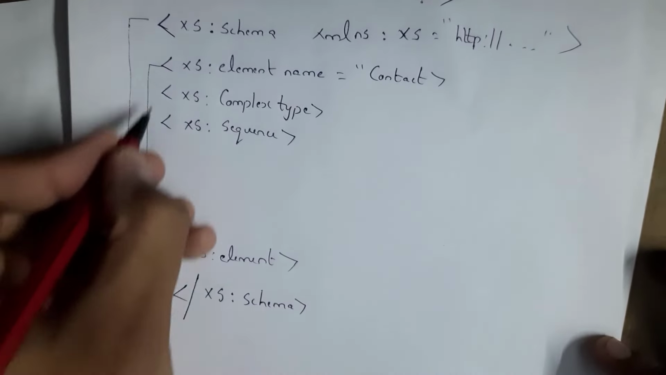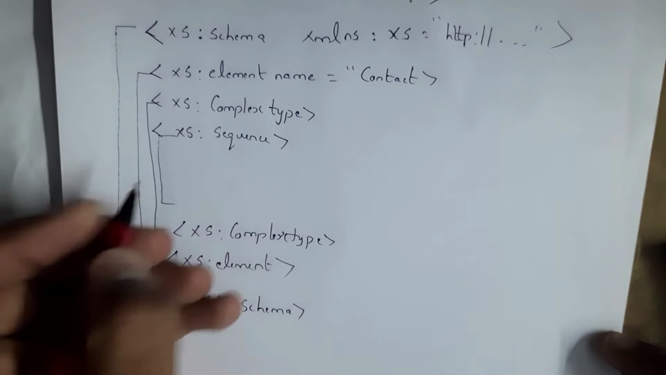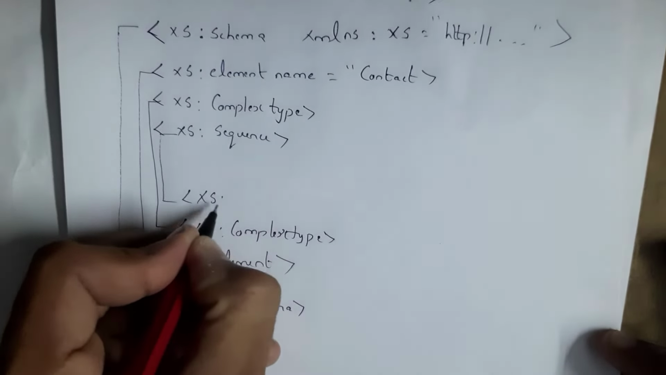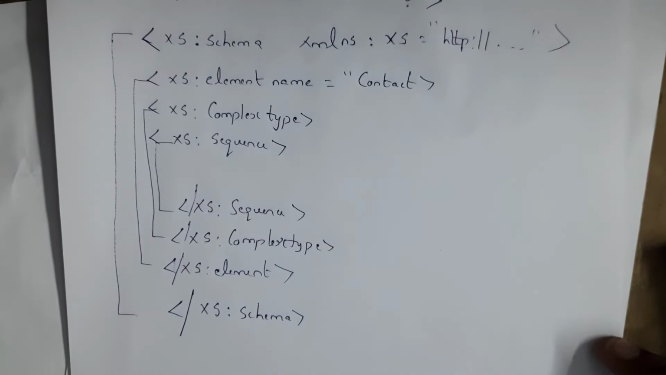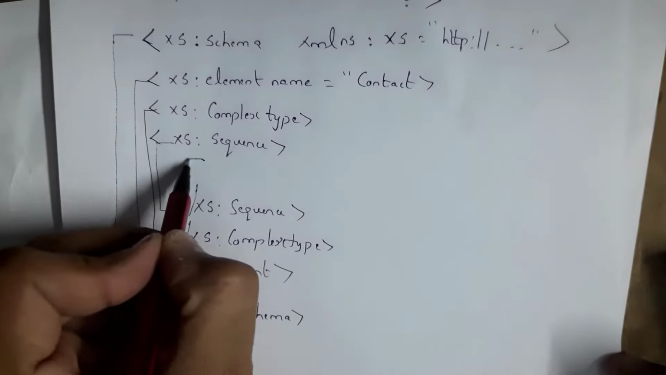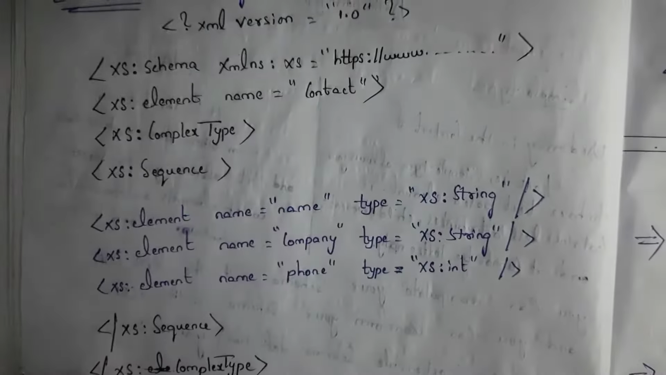After closing the element, we need to close the complex type. After closing the complex type, we need to close the sequence, /xs:sequence. For the closing tag, we need to include a slash. Inside this, we need to write content. This is the content which I have written inside this.